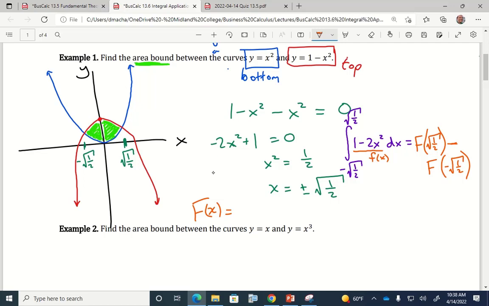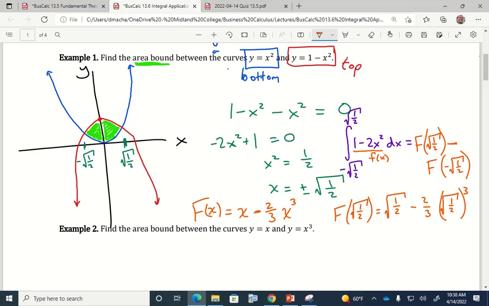So the antiderivative of 1 is going to give me x. The antiderivative of x squared would give me x cubed, then I divide by 3. So capital F is going to be x minus 2/3 x cubed. If I plug in square root of 1/2 here, I'm going to get square root of 1/2 minus 2/3 times square root of 1/2 cubed.